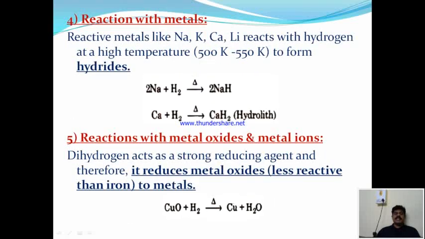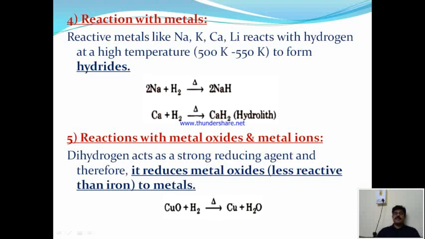Fourth chemical property is reaction of hydrogen with metals. Hydrogen reacts with reactive metals like sodium, potassium, calcium, lithium at very high temperature, around 500 Kelvin, to form respective hydrides. Children, we are going to discuss hydrides in detail in the coming classes. Look here, sodium combines with hydrogen to form sodium hydride, whereas calcium combines with hydrogen to form calcium hydride, which is also called hydrolith.